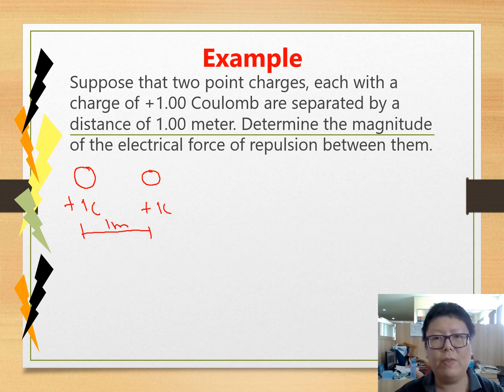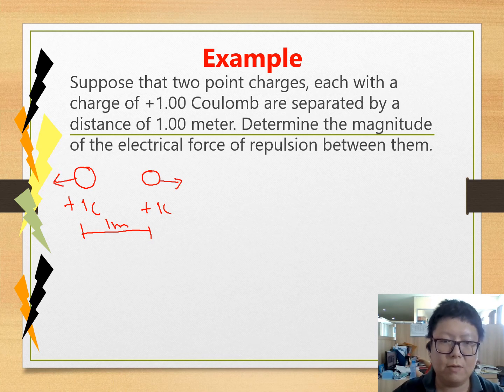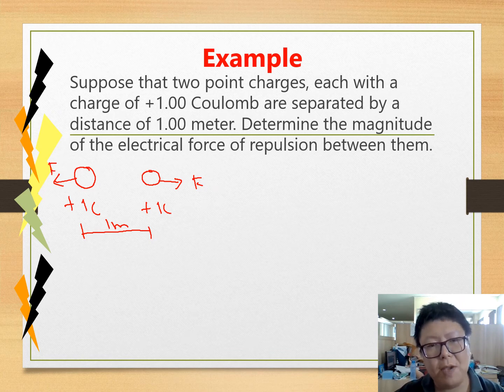1 meter. Determine the magnitude of the electric force of repulsion between them. Because they have the same charge, they will repel. The repulsion will be equal from the first object or the second object; they will have identical repulsion force. Okay, how to count it?